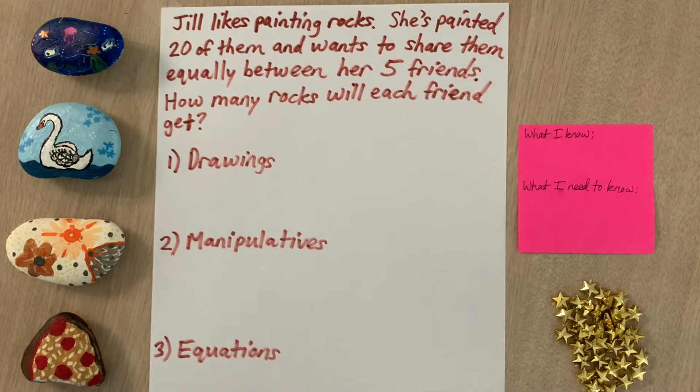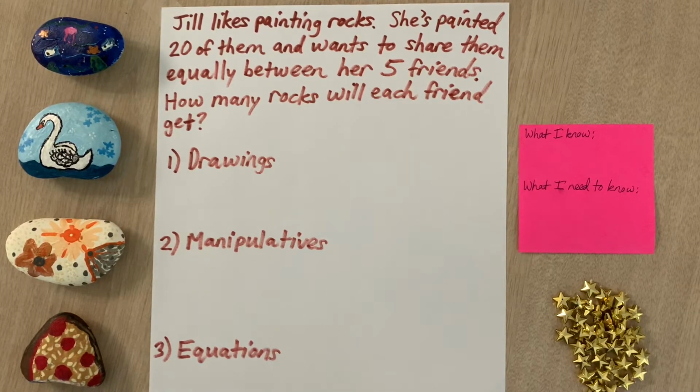All right, so our next step is to read our word problem together. Jill likes painting rocks. She's painted 20 of them and wants to share them equally between her 5 friends. How many rocks will each friend get? And I'll read it one more time for you guys. Jill likes painting rocks. She's painted 20 of them and wants to share them equally between her 5 friends. How many rocks will each friend get?